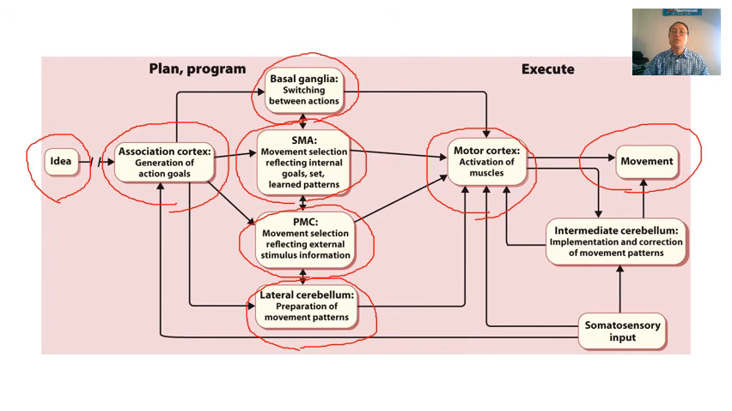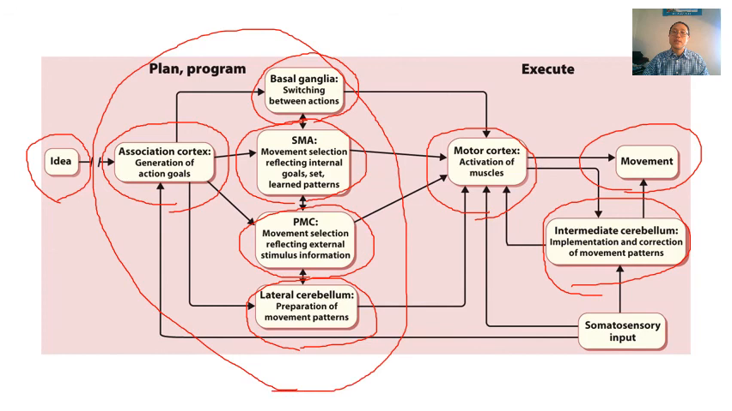And all of these eventually synapse onto the motor cortex, and the motor cortex gives a movement. Now, of course, the motor cortex has specific feedback mechanisms that go to places such as the intermediate cerebellum, which is responsible for the implementation and correction of the movement patterns. But these are more on the lower level, and not on the higher cognitive planning level that we see in these beginning areas.